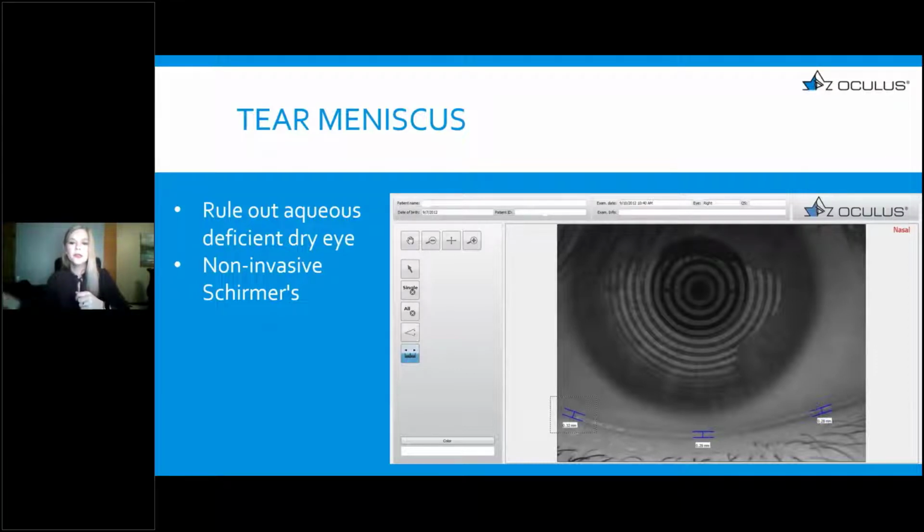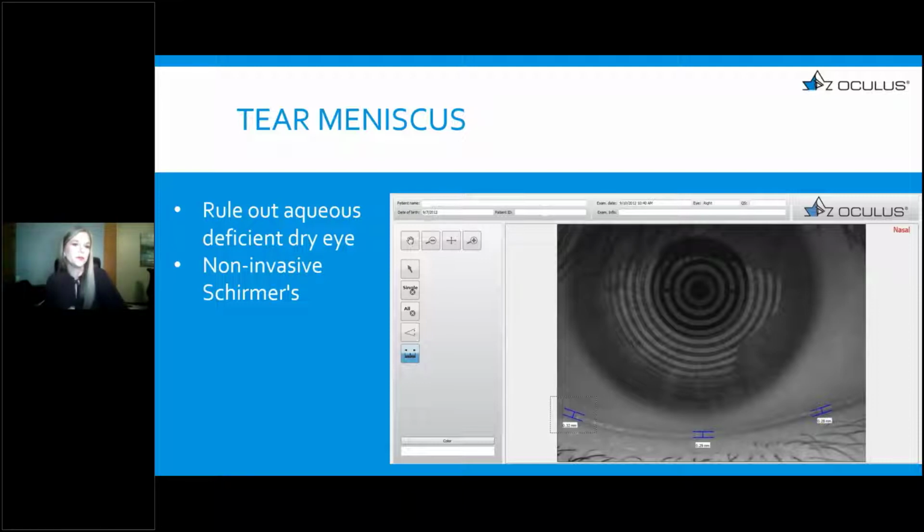So let's start out talking about the tear meniscus. So you can see in the image there, this is the first test that we always do for our patients. So all they're going to do is their chin is in the chin rest, and what the patient does is they look straight ahead, and the technician just takes a quick image. And all they're going to do is actually measure with the calipers what their tear volume is.